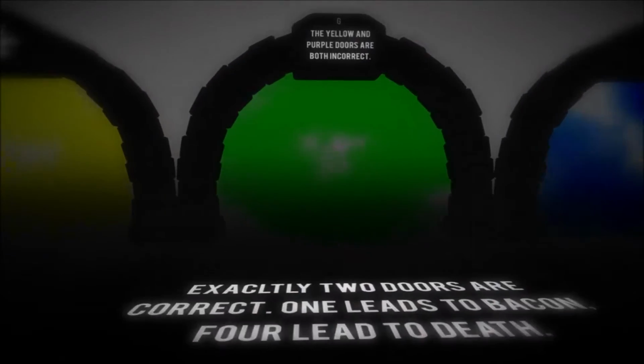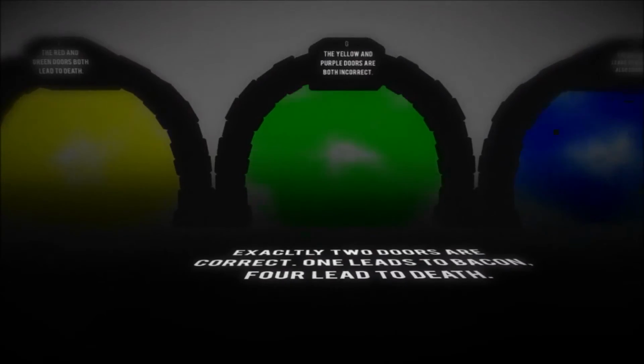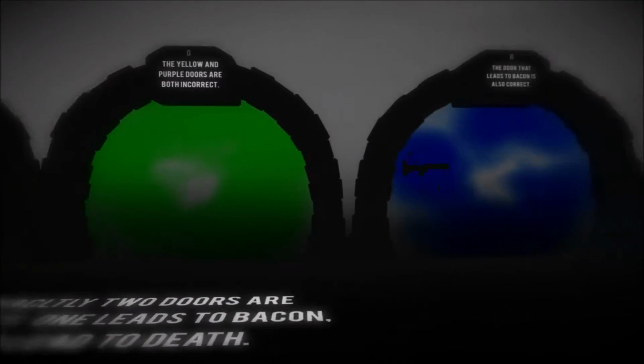Well, wait. Would it be green then? Because if bacon was behind the green door, that would mean yellow is out, which would then, because one part of that statement is true, make purple false as well. And then if green was correct, that would mean blue would also be correct, which then makes 3 corrects and there can only be 2.